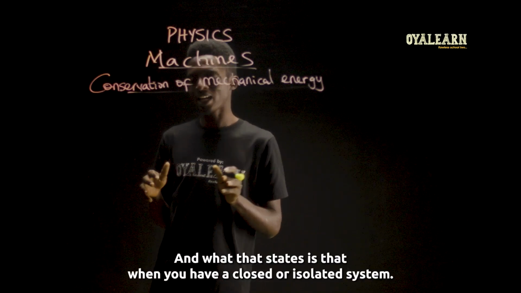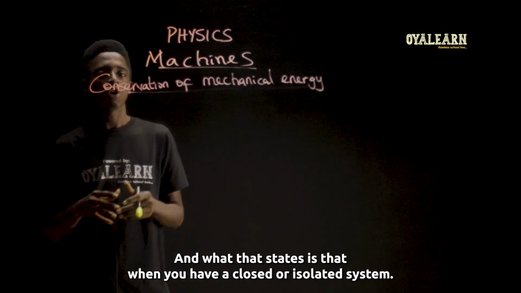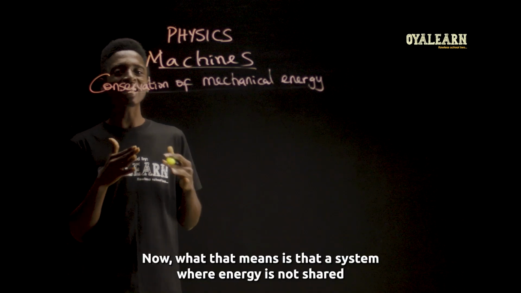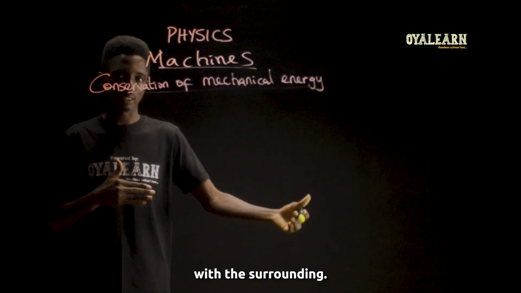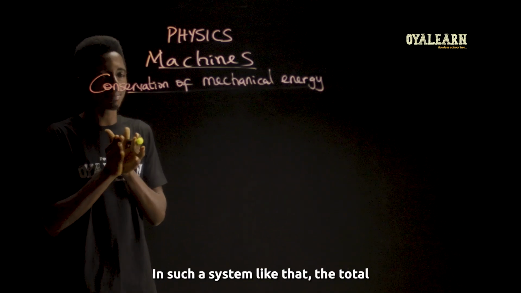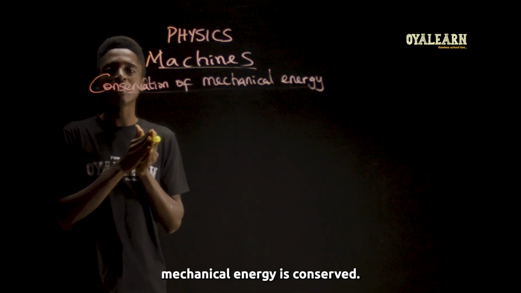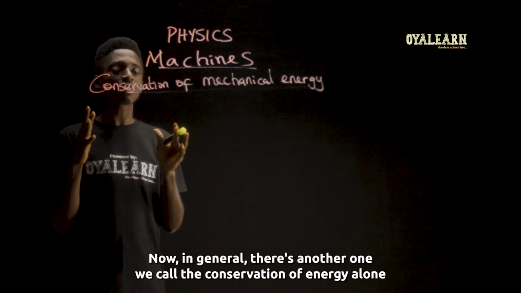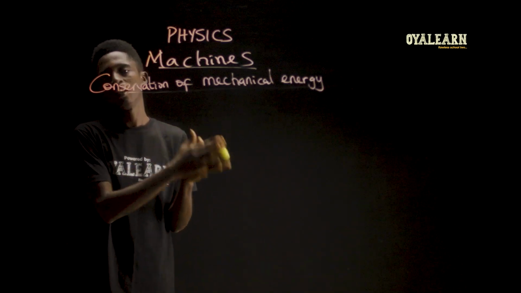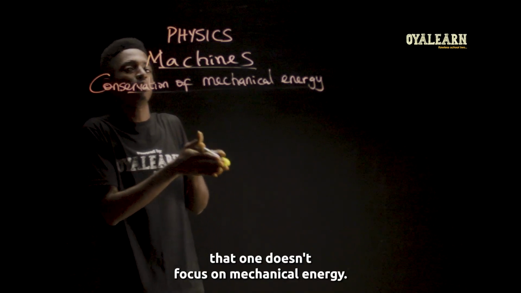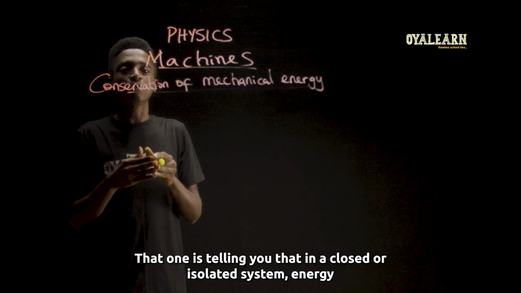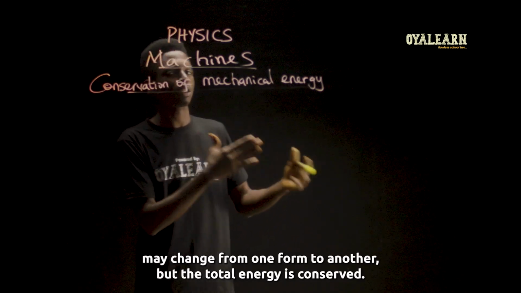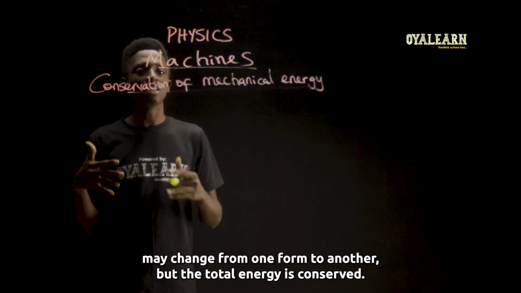And what that states is that when you have a closed or isolated system, now what that means is a system where energy is not shared with the surrounding, in such a system, the total mechanical energy is conserved. Now, in general, there's another one we call the conservation of energy alone. That one doesn't focus on mechanical energy. That one is telling you that in a closed or isolated system, energy may change from one form to another, but the total energy is conserved.